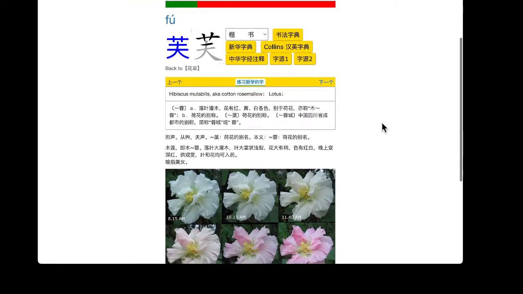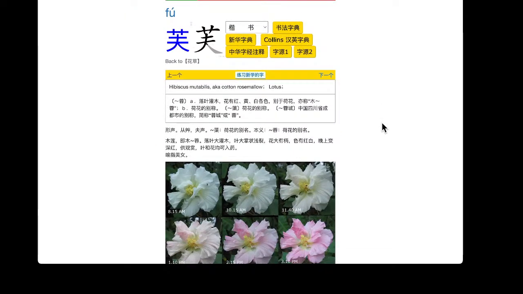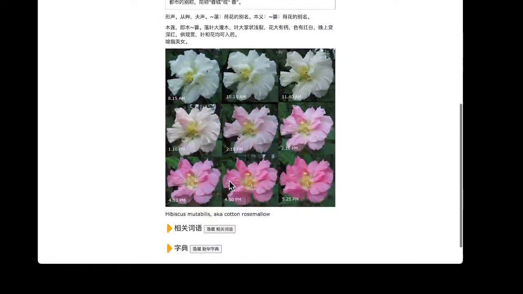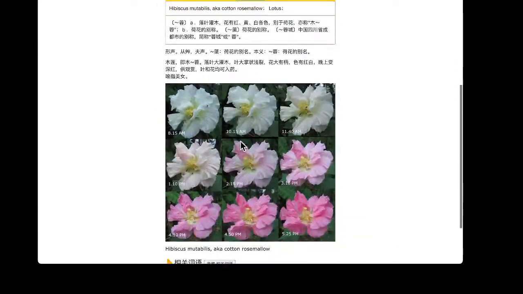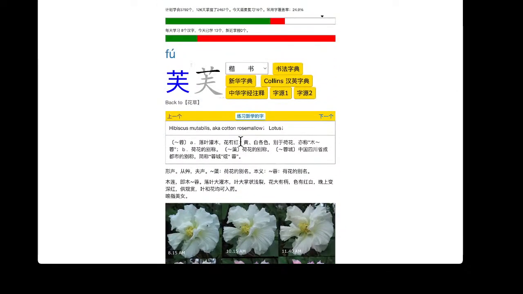芙. 芙 is 芙蓉. Now 芙蓉 is a type of flower. Hibiscus multiplis. It's cotton rosemary. Okay, so this is this type of flower. I think it will change color during the day. In Chinese, it's called 芙蓉. 芙 and 蓉 is the next character we're gonna study.